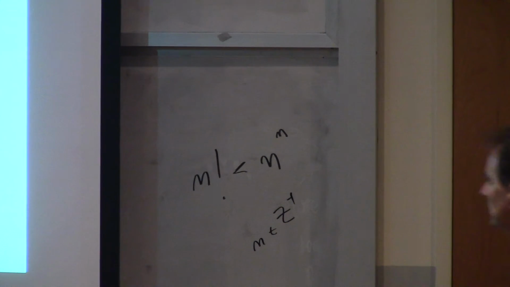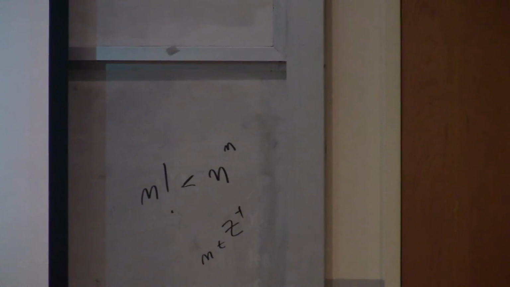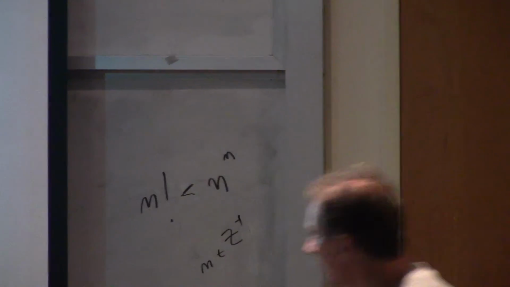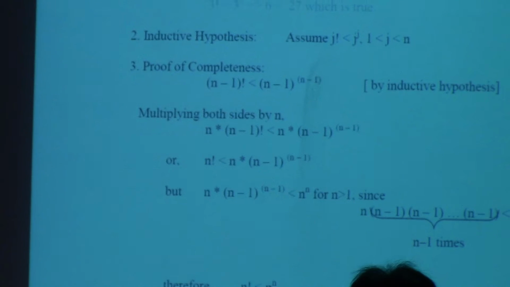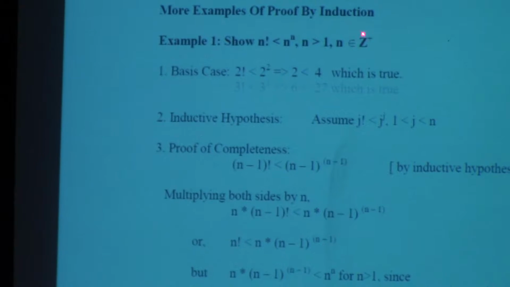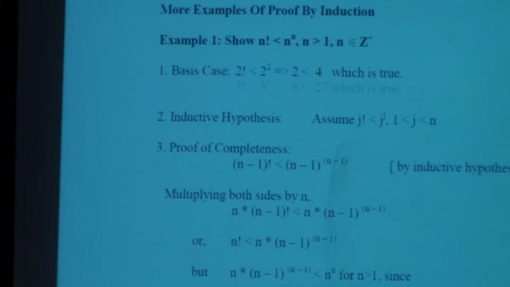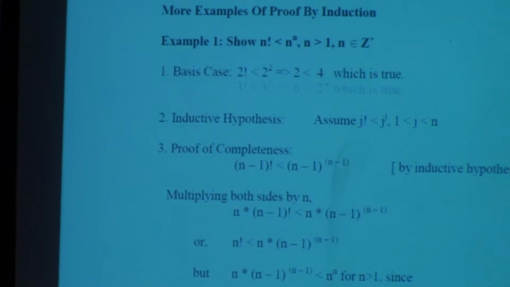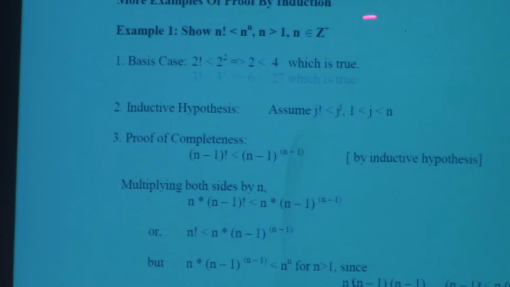So what's the first element of Z plus? 1. What's the next? 2, etc. Okay, so basically we're going to do this by induction. So the base case: it says n greater than 1, n positive. So the smallest one can be what? 2. Because we say greater than 1, well, you can't have an integer greater than 1. That's 1, so 2 is the next one up, and it's positive, so 2.